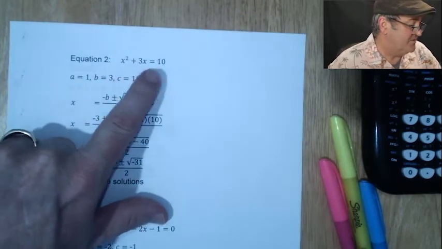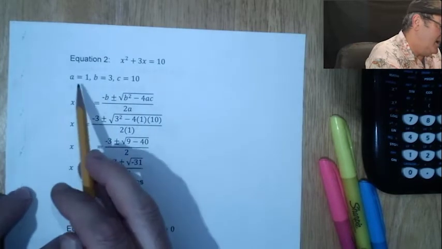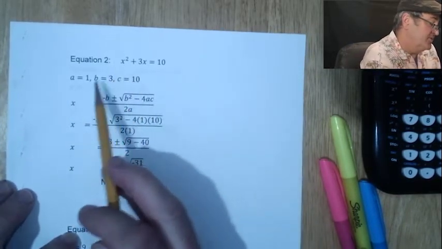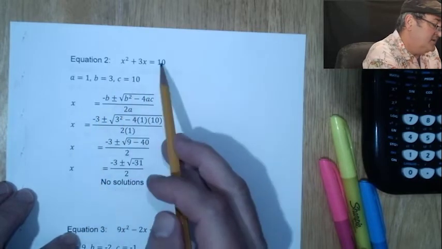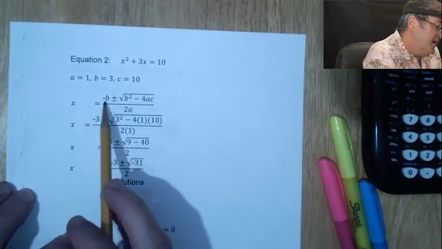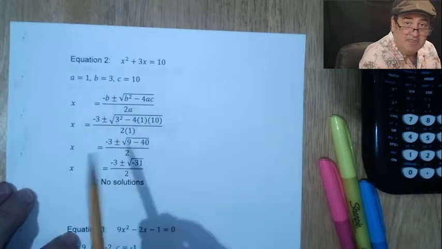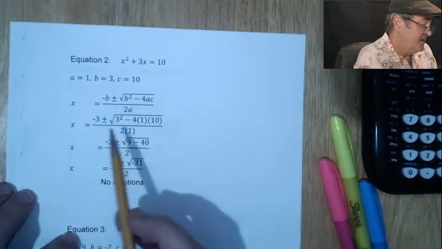X squared plus 3x equals 10. So I said, okay, A is 1. See, it's just x squared, so that's 1x squared. B is 3, C is 10. So negative b plus or minus the square root of b squared minus 4ac, over 2a. Again, we just write the quadratic formula down.